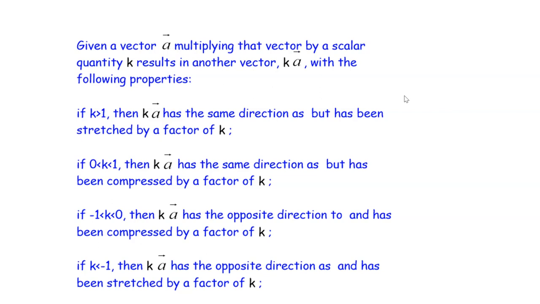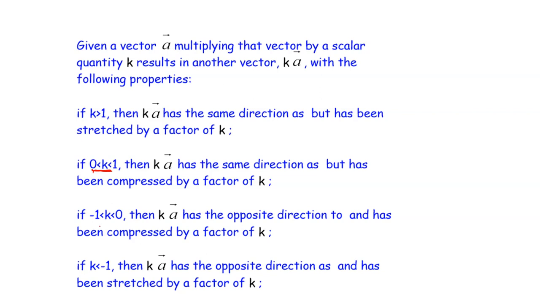If the k is between 0 and 1, then that k is still going to move the vector in the same direction, but now it's going to be compressed by a factor of k. So a number like, for instance, 0.25. The vector still runs in the same direction, but it has shrunk and is now a quarter of its original length by multiplying by 0.25.